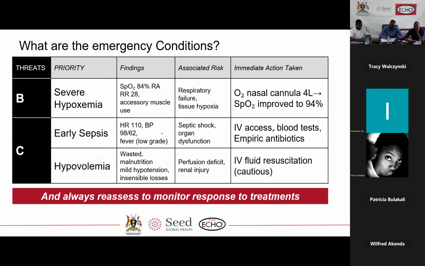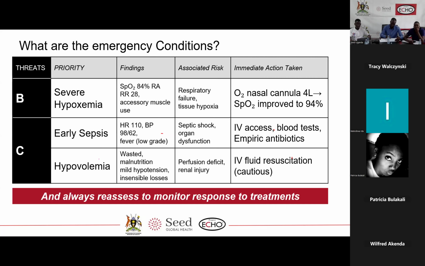Hypovolemia being the third priority, in view of his wasted appearance, malnutrition, mild hypotension, insensible losses, the associated risk being perfusion deficit and renal injury. Action taken: IV fluid resuscitation, but cautiously. Important to note is we have to reassess the response to treatment and monitor.